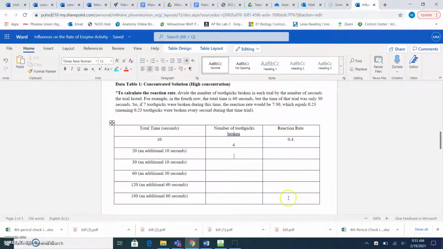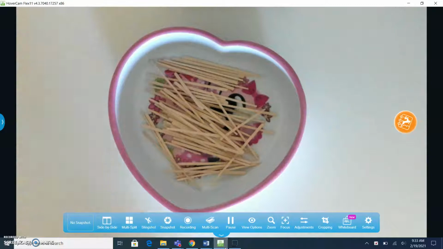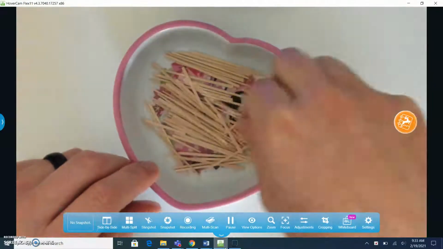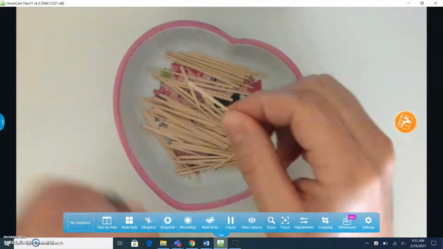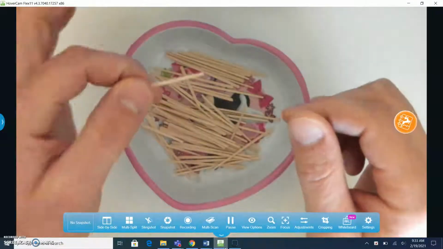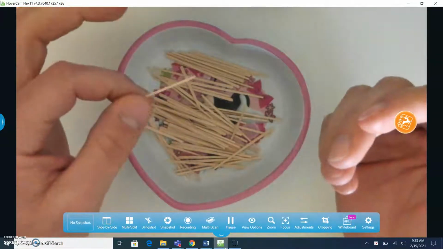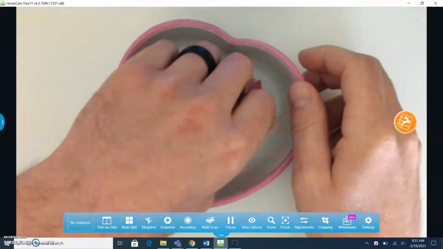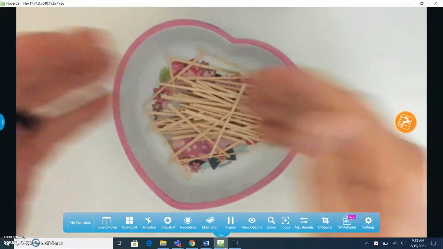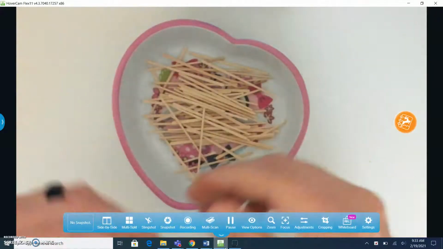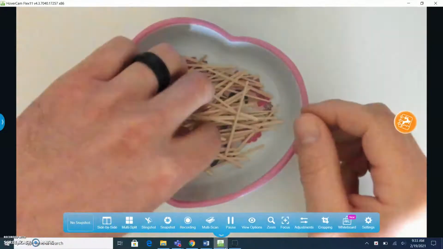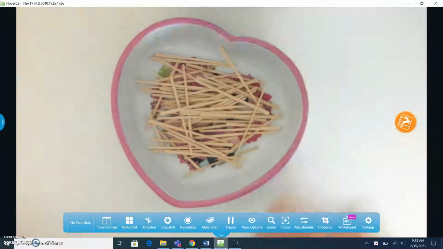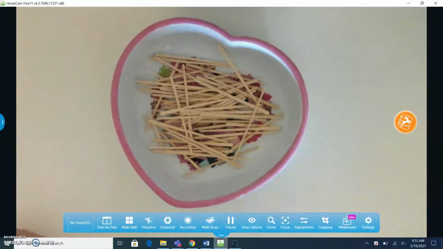Keep in mind, as we proceed, I now have to work around and through some of these broken toothpicks. There will be times when I pick up a broken toothpick, but I can't break it down any further. Furthermore, between each trial, I should give this bowl a shuffle because in reality, all of these would be suspended in a solution, in a fluid, so they're constantly moving around. So let's do our second trial, 10 seconds again.